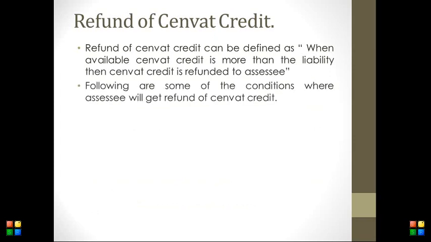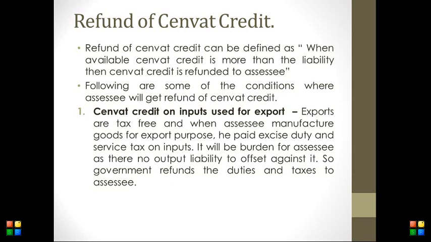Following are some of the conditions where the assessee will get a refund of Cenvat credit. First, Cenvat credit on inputs used for export. Exports, as you all know, are tax-free, and when the assessee manufactures goods for export, he pays excise duty and service tax on inputs. It would be a burden for the assessee as there is no output liability to offset against it. So the government refunds those duties and taxes to the assessee. In this way, he will get the refund of Cenvat credit.